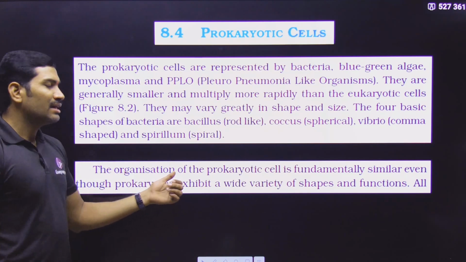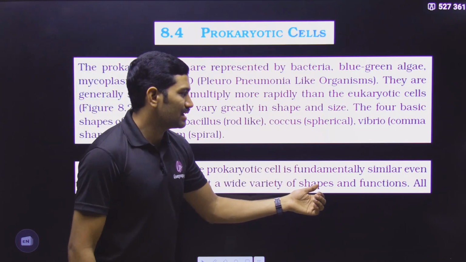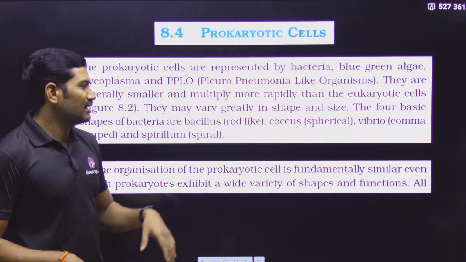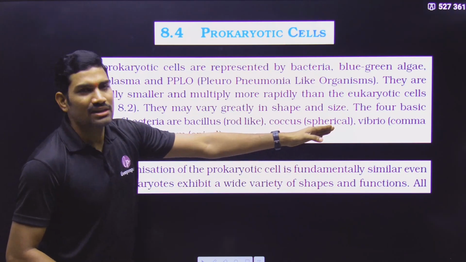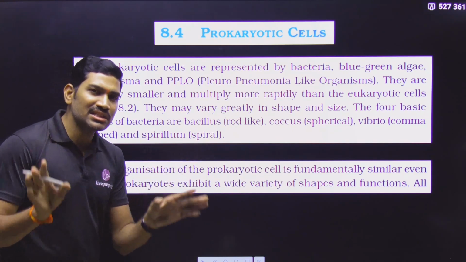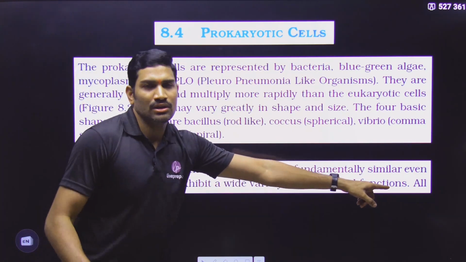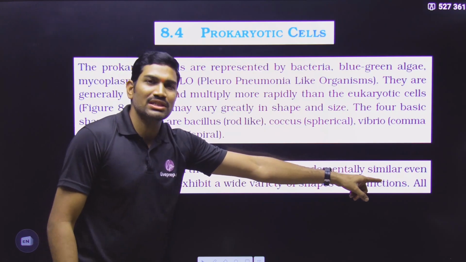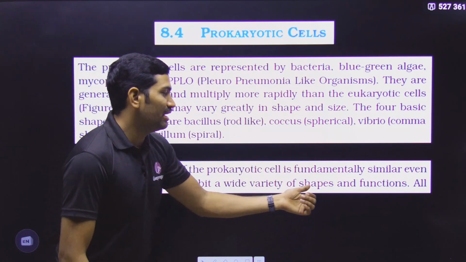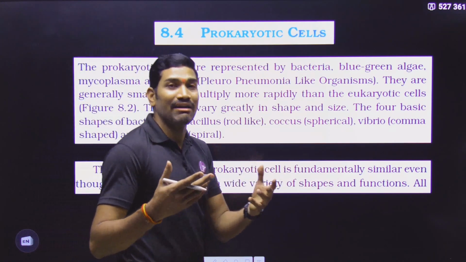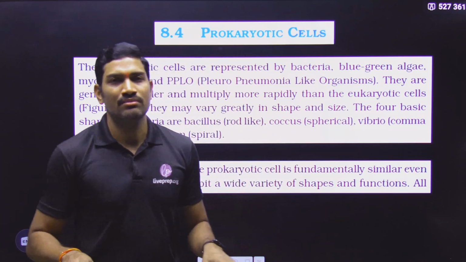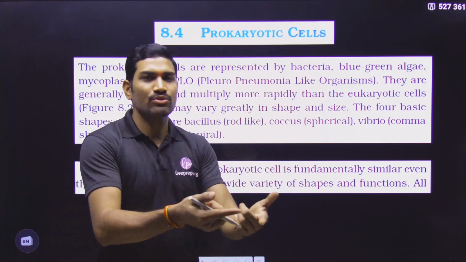Next paragraph. The organization of the prokaryotic cells is fundamentally similar. So if you are talking about the structure, whether it is rod shaped or spherical shaped or comma shaped or spiral shaped, whatever is the shape, basic structure if you are observing, it is similar. Even though small differences are there, majority of the structures are similar. Even though prokaryotes exhibit wide variety of shapes and functions, basically the structure remains the same. Understood?